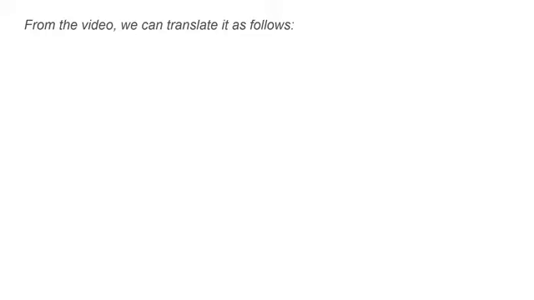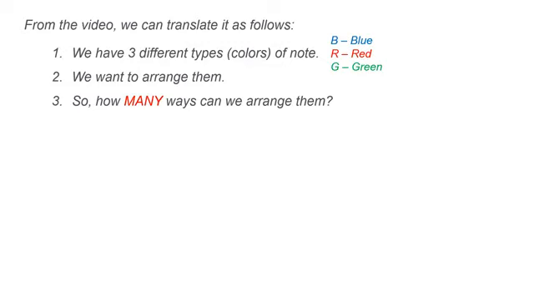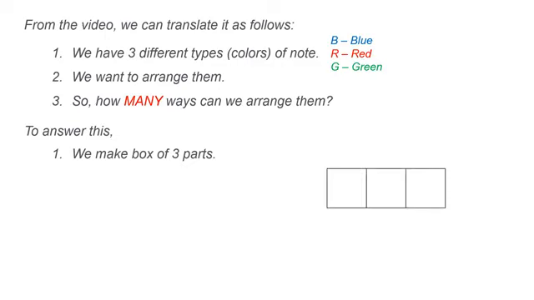Okay, so from the video we can translate it as follows. We have 3 different types of knots: blue, red, and green. We want to arrange them. So how many ways can we arrange them? To answer this, we make a box of 3 parts, like this: 1, 2, and 3.